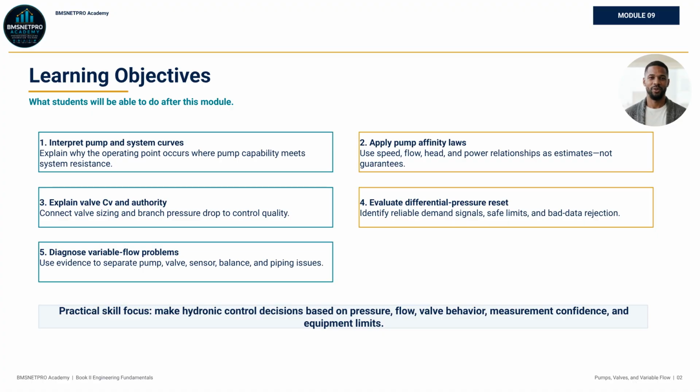In this module, our learning objectives are practical. First, you will learn how to read pump and system curves at a conceptual level. Second, you will apply the pump affinity laws without treating them like exact field guarantees. Third, you will understand valve CV and valve authority, because many control problems start with valves that are too large, too small, or installed in a system with poor pressure relationships. Fourth, you will evaluate differential pressure reset strategies. And finally, you will practice diagnosing variable flow problems. The goal is not to memorize formulas. The goal is to make better decisions when a building is not moving water correctly.